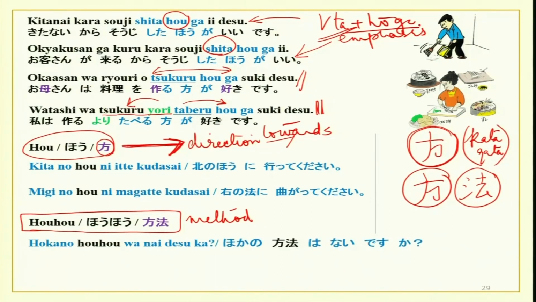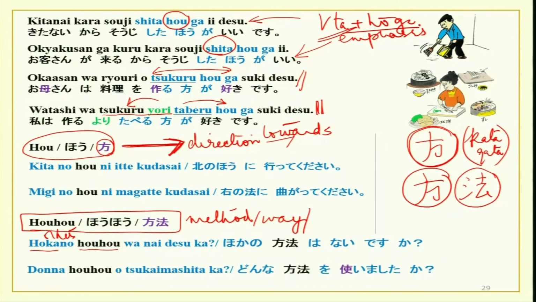So hoka no ho ho wa nai desu ka? So somebody is telling you something and you are finding it a little difficult. So isn't there an easy method, or isn't there another method to do it? So hoka no other, ho ho wa nai desu ka? Ho ho is method or way. Manner wa arimasen ka? Nai desu ka? Is there another way to do this?